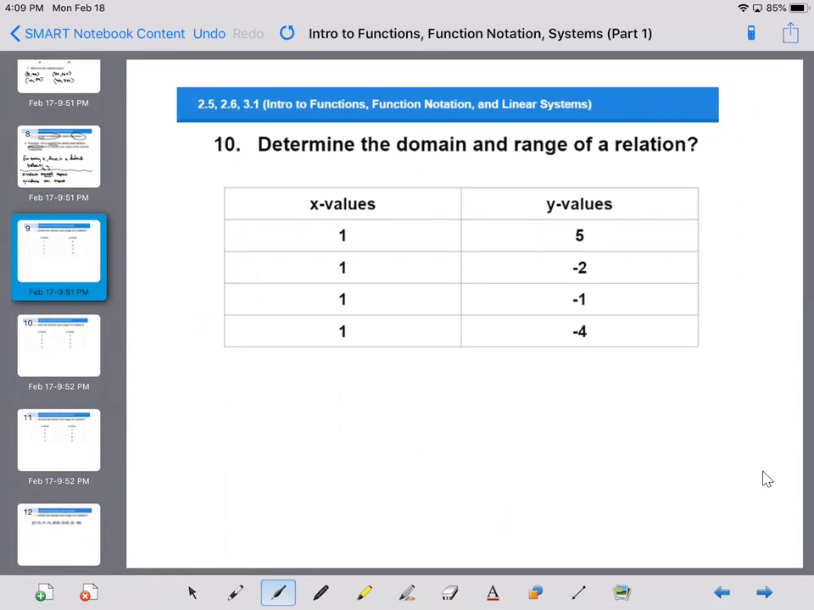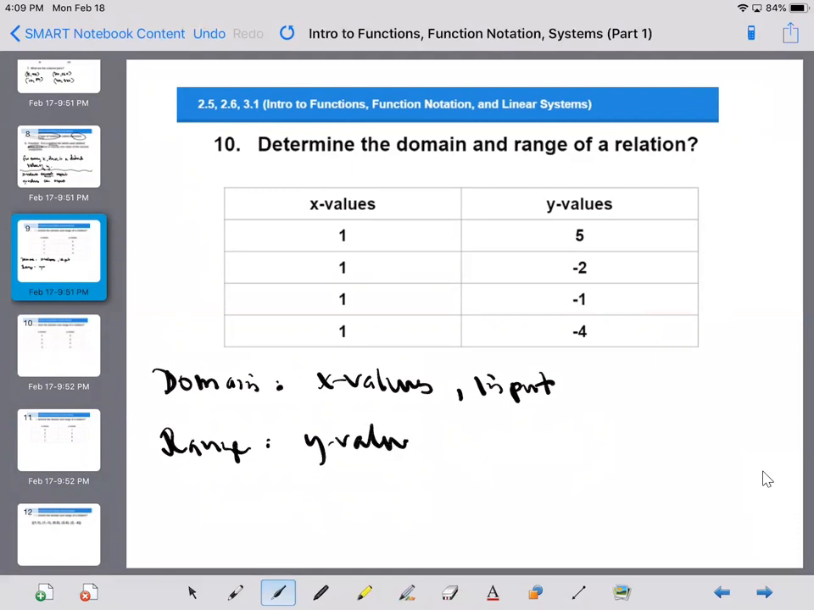To begin, we'll come back to that, but we're going to look at the idea of domain and range. Domain is your x values, your input, and your range would be your y values or your output.